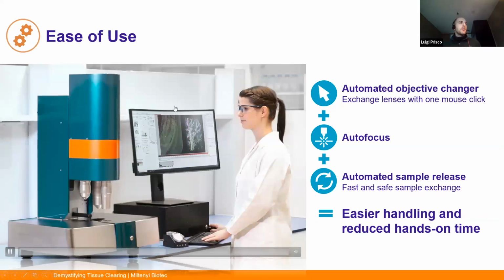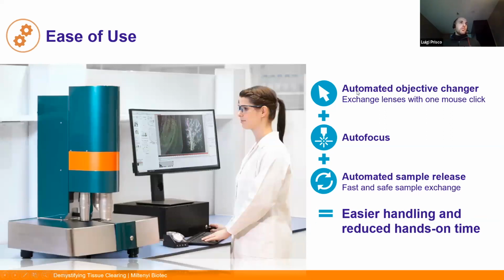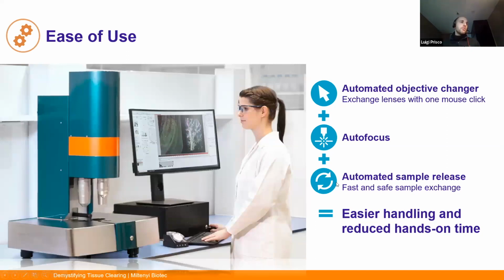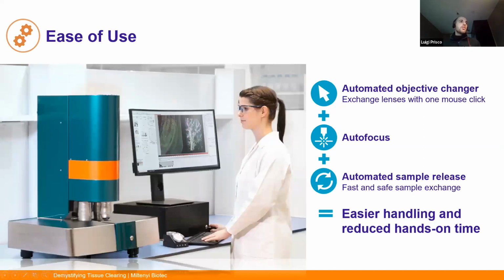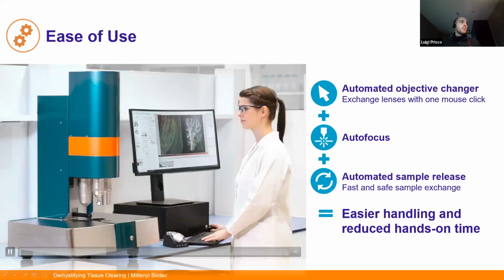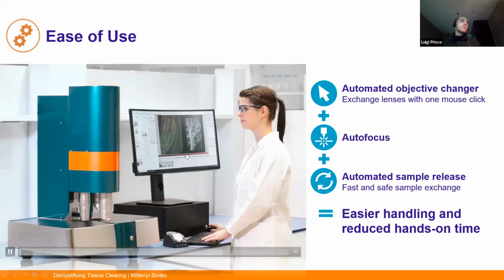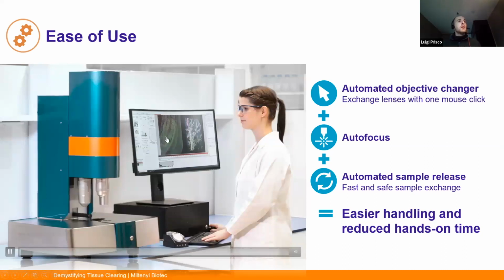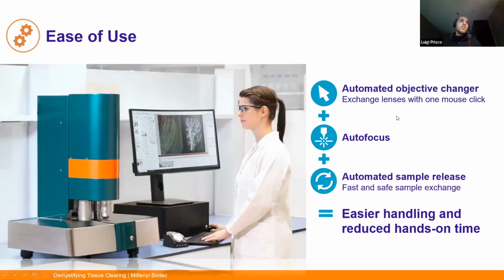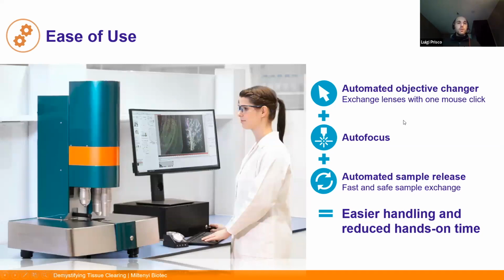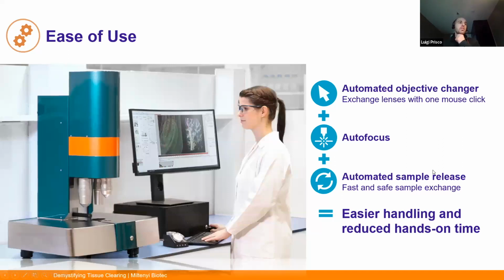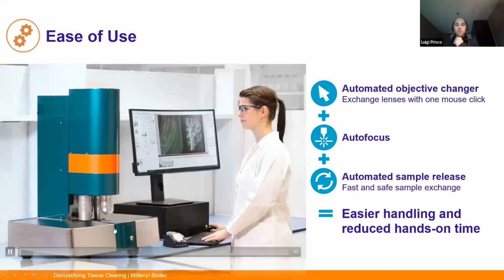Ease of use, as I said, is very intuitive, plus a number of automated functions, some of which you see here. We have an automated objective exchanger. As you see, the system comes with 3 objectives. You can move from one magnification to the next via a simple click in the software. The system is able to do autofocus. This works on one channel, but also on multiple channels. And we have a nice automated sample release function, which basically happens at the level of the drawer.